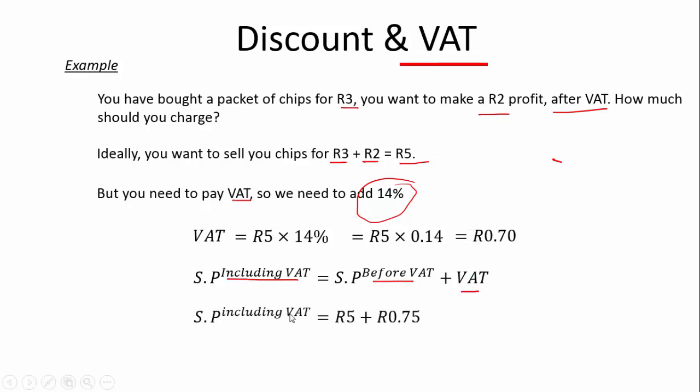So what would that be? Your selling price including VAT is your 5 Rand, which is the selling price before VAT, plus your 70 cents VAT. So your selling price including VAT is 5 Rand 70.